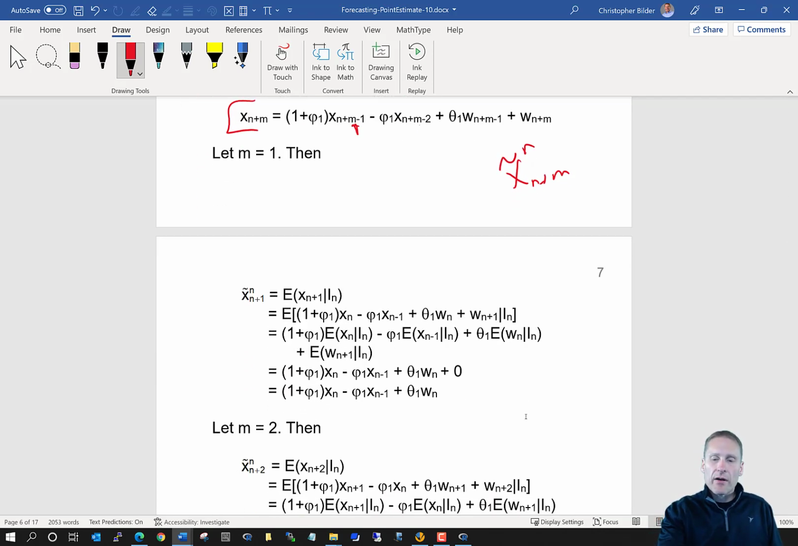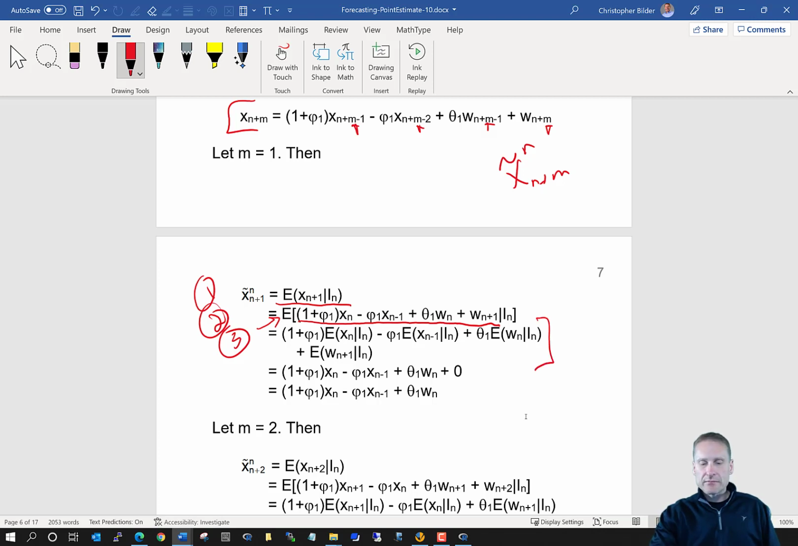So everywhere I have an m, I'm going to put in a 1. So x of n plus 1 given my past is equal to the expected value of what we have above, but now again with m equal to 1. So let's say that's step 1, this is step 2. Step 3 of this process, we move the expectation through. We factor out constants from each of the expectations, and this is what we get.